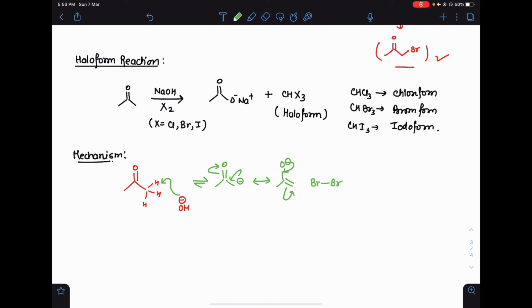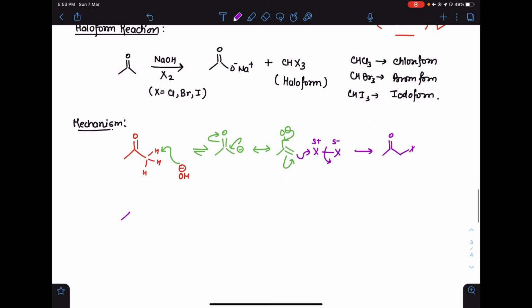Bromine is your electrophile. Why? Because there is an instantaneous dipole. Again, same thing. Or rather than bromine, let me write down X2 to make it general. X can be any halogen: chlorine, bromine, or iodine. This is going to attack on X. This is going to leave. You are going to have C double bond and X. Now the thing is, here the reaction won't stop.